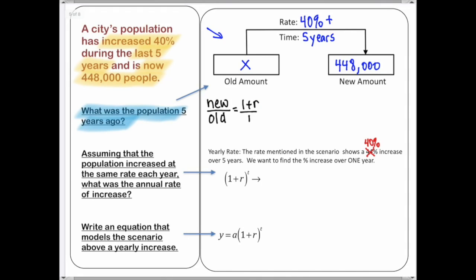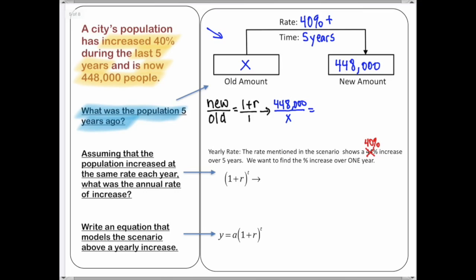Okay, so I know the new amount, I know the old amount, and it doesn't account for the number of years. We're going to take a look at that later, but we know that that's a 40% increase, okay? So let's fill it on in. And so we know the new amount was the people that are in the city now, and the old amount is what we're trying to find, because that's what it asks us from the 5 years ago.